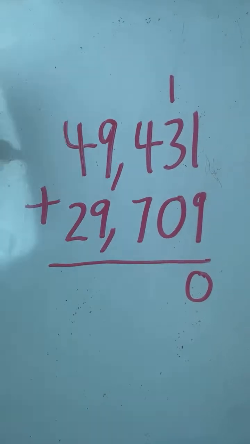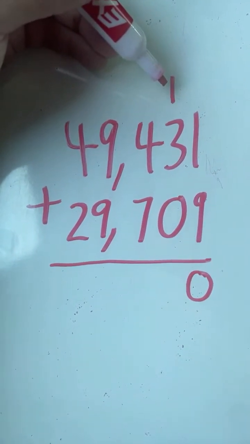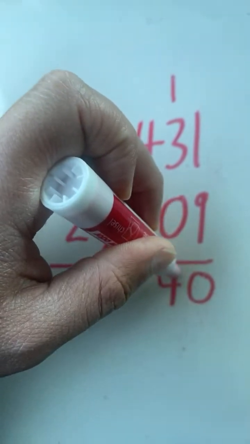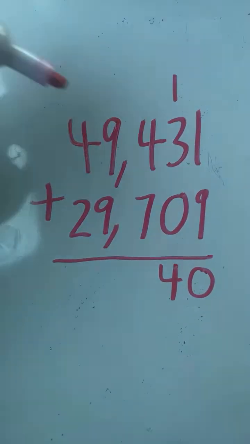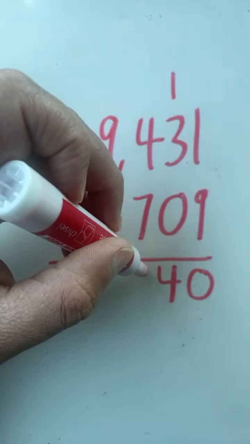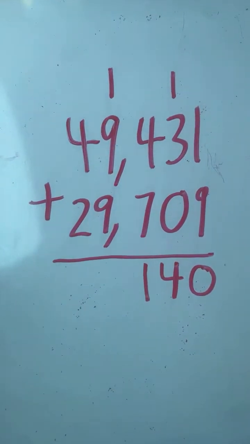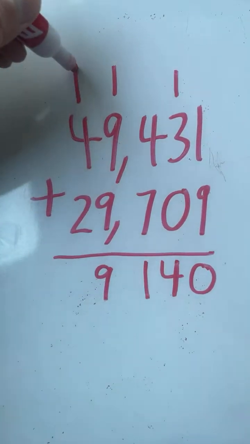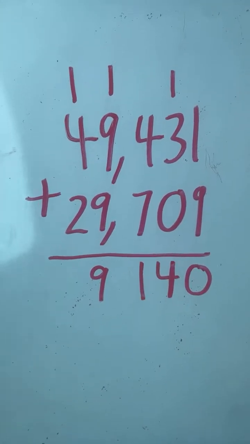3 plus 0 equals 3, and we have to add the 1 that we carried over. We can't forget that. So that 1 that we carried over makes it 4 in the tens place. No need to regroup further there because our sum is less than 10. 4 plus 7 equals 11. 1, carry the 1. 9 plus 9 equals 18, plus 1 equals 19. 9, carry the 1. 4 plus 2 equals 6, plus 1 equals 7.